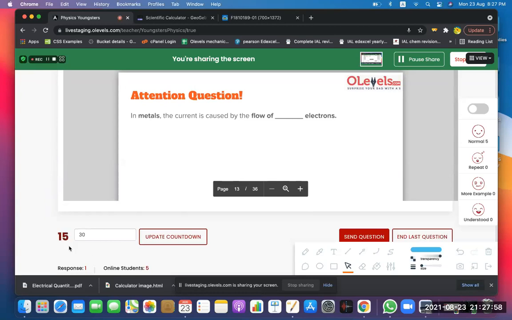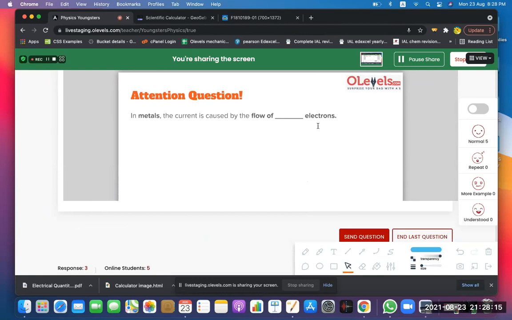You just have to fill in the blank. The metals conduct electricity by the flow of dash electrons. I just told a word which has the same meaning. There can be two words. You can write any one of those words, or you can use both the words that I just told you.